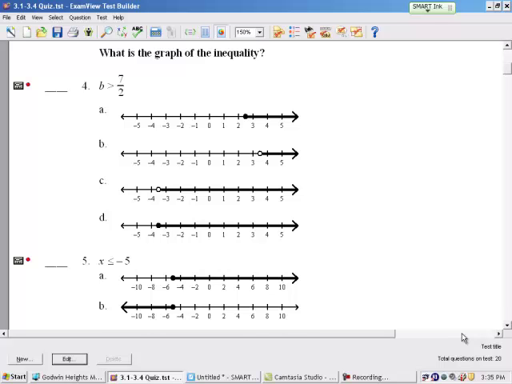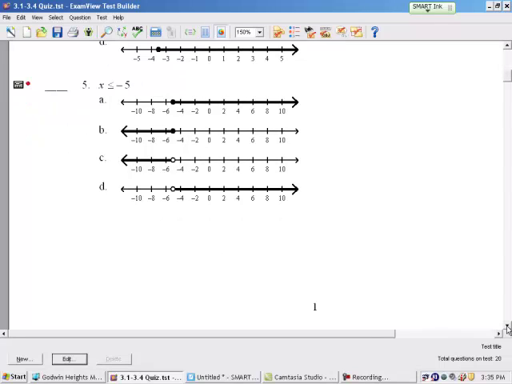As you look down at number 5, just to talk through this, x is less than or equal to negative 5. So first of all, find all the ones that have negative 5. All of them. Second of all, the underline on the less than or equal to, the or equal to part, tells you that it is a filled in circle. So now your choices are A and B. And then lastly, less than goes in the negative direction. So once again, the answer is B.